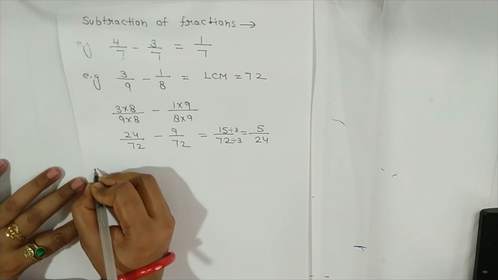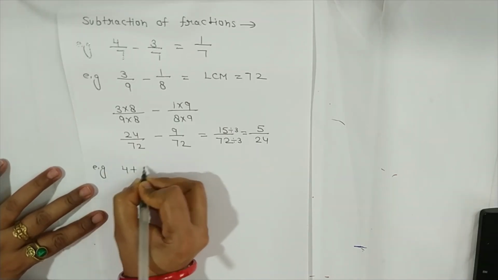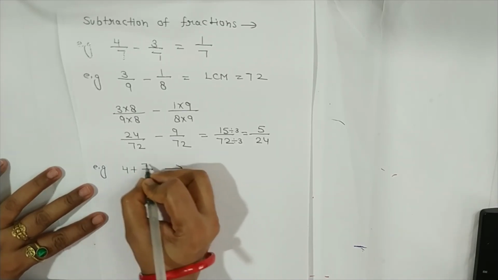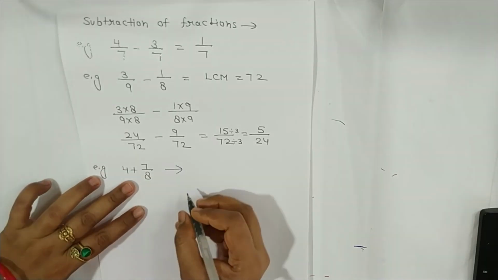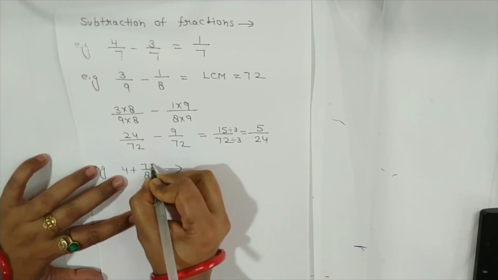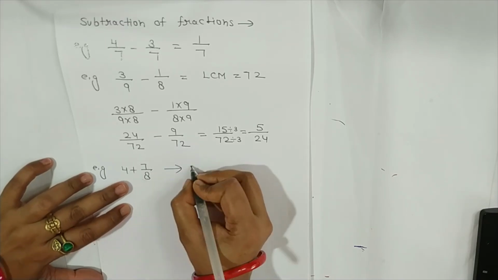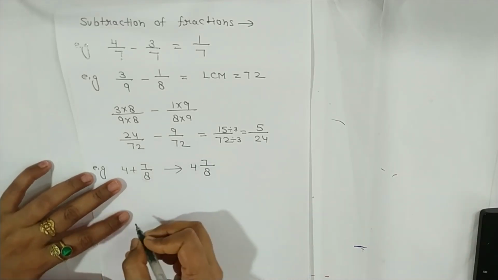Then there is a mental maths question. Suppose 4 plus 7 upon 8. This is the whole part and this is the fraction part. So directly you can write the answer with the reason. We know that a whole number plus a fraction is equal to a mixed fraction. So it can be written as 4 7 upon 8.